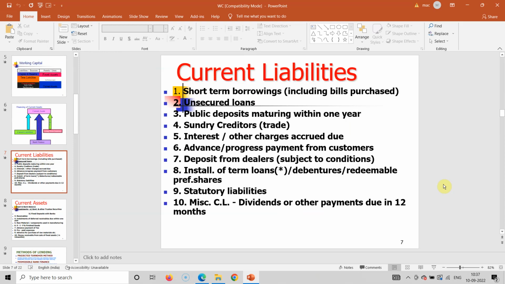Current liabilities: short-term borrowings, unsecured loans, public deposits maturing within 1 year, sundry creditors for trade, interest and other charges accrued and due, advances and progress payments from customers, deposits from dealers, installments of term loans, debentures, redeemable preference shares, statutory liabilities and miscellaneous current liabilities like dividends and other payables due in 12 months, which are due for payment within 1 year.